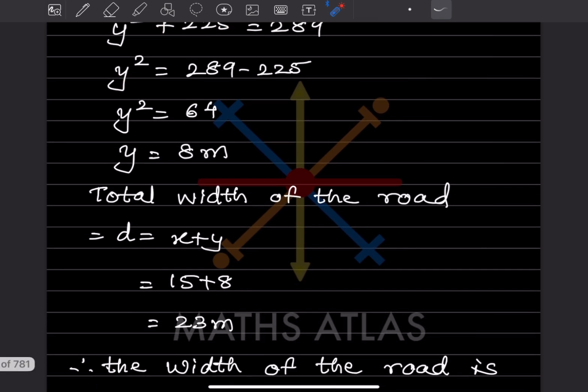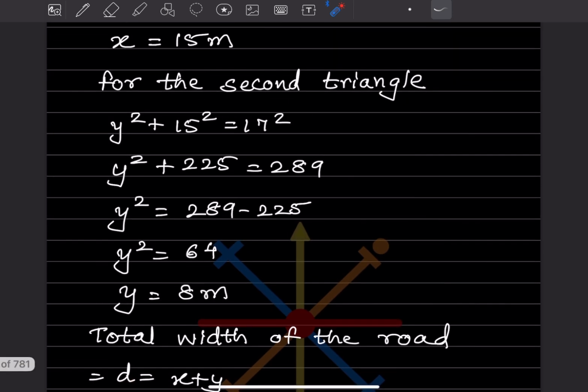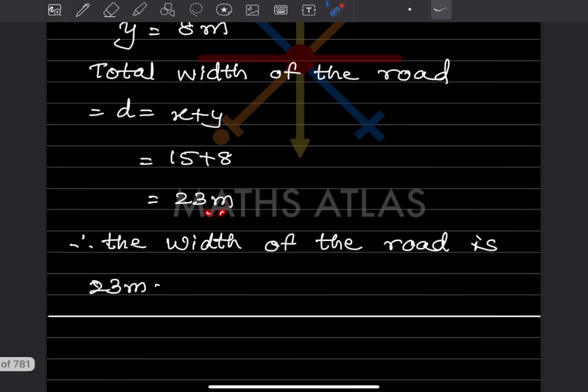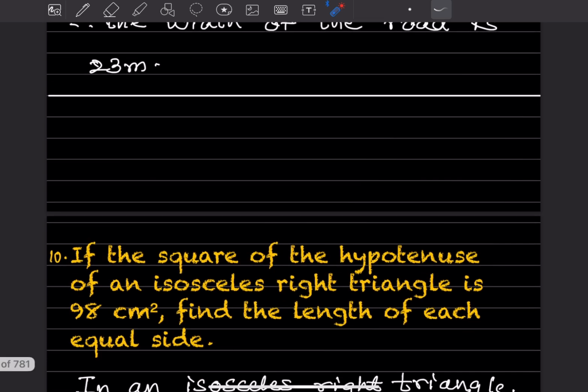So the total width of the road, that is the distance, will be x plus y. So that will be 15 plus 8, that is going to be 23 meters. So we can say the width of the road is 23 meter.